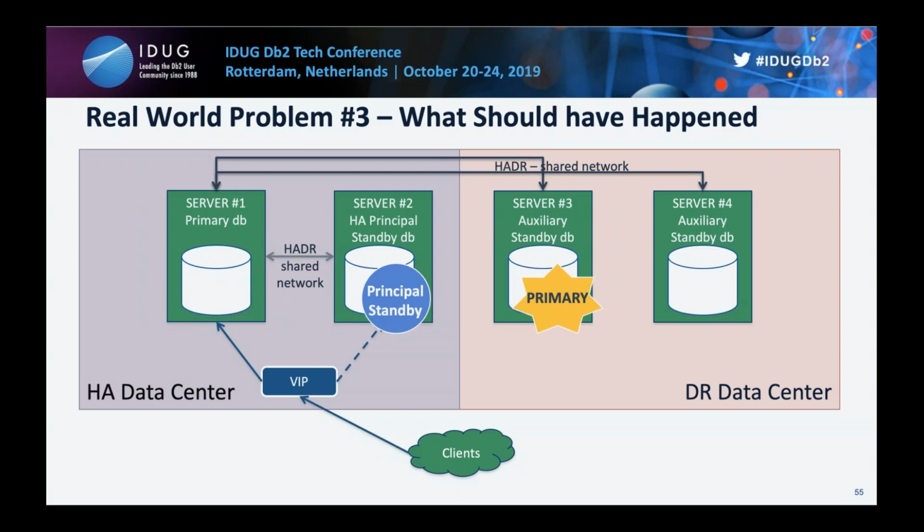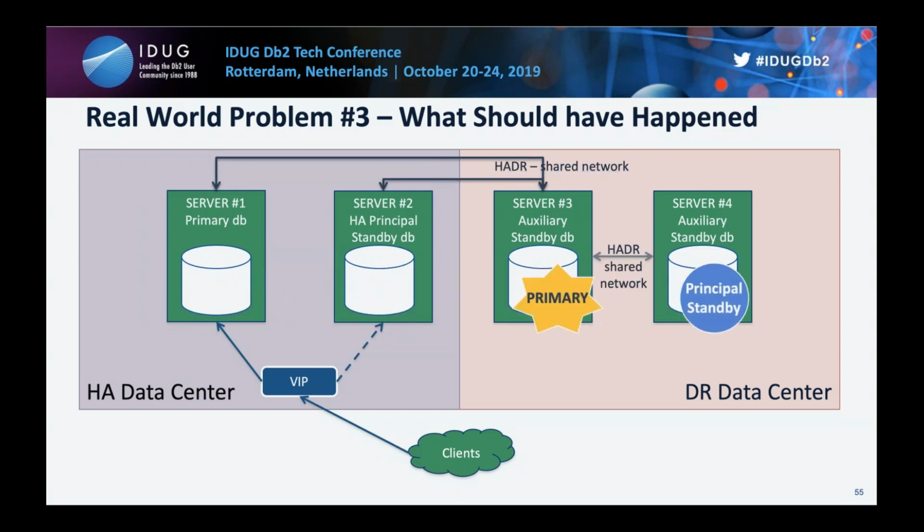What was supposed to happen here is we were supposed to fail over our primary. And when we failed over our primary, the principal standby should have moved as well, because we always want our principal standby to be in the same data center as our primary.